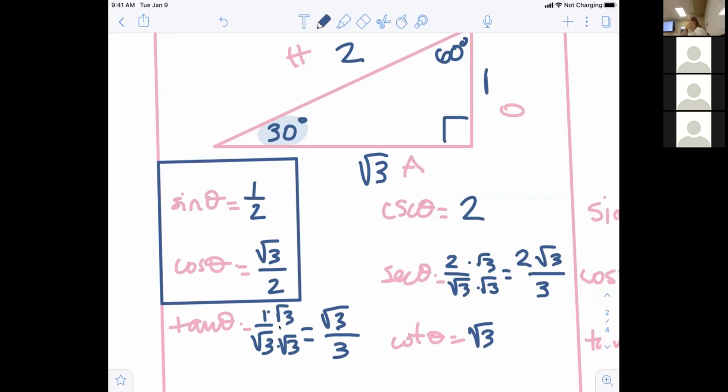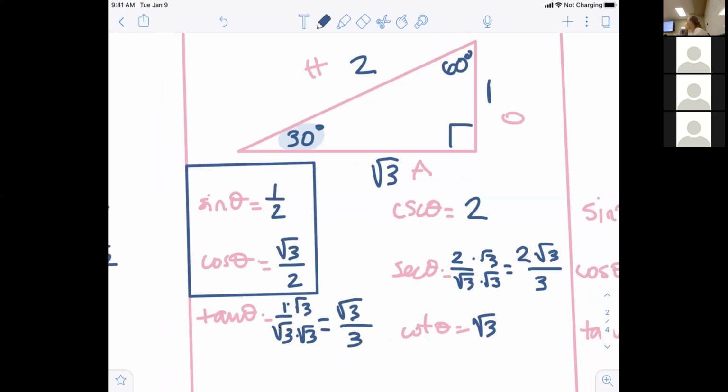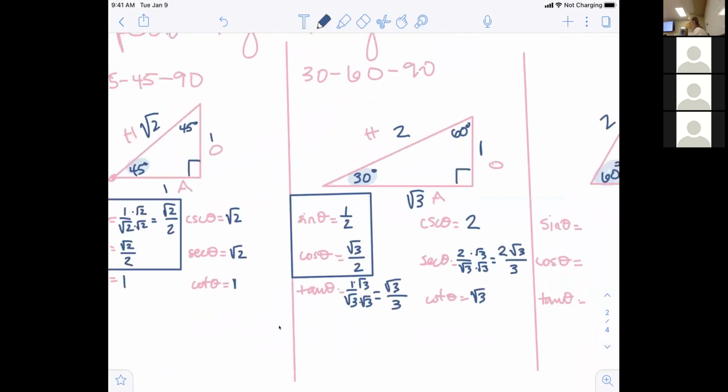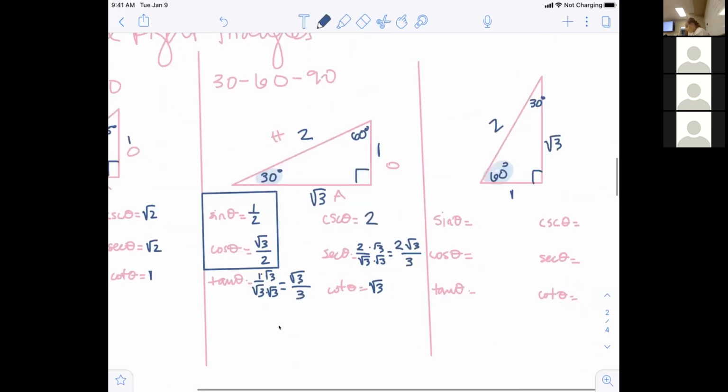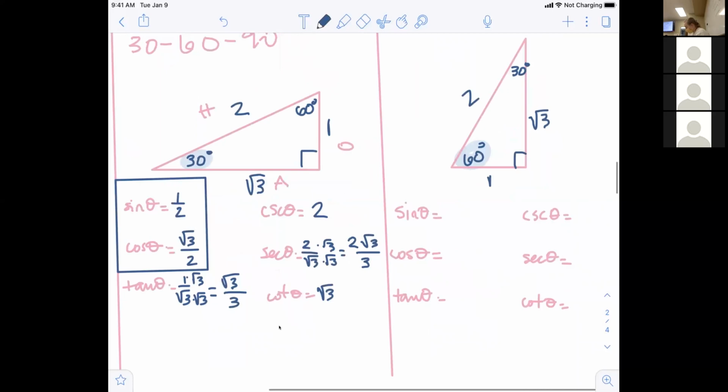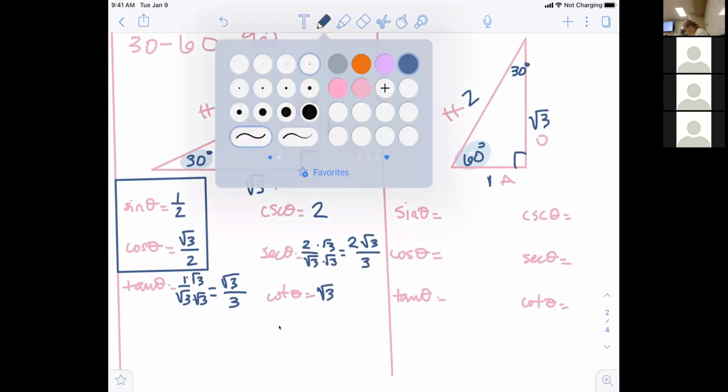All right, now we're going to do 60, and we're going to notice a pattern in a second. Any questions so far? Okay, you guys are doing great. I know this is a lot. Sine here, because I'm now focusing on 60, my opposite is √3, my adjacent is now 1, and my hypotenuse is still 2. So sine in this case is not 1/2, this time it's √3/2.